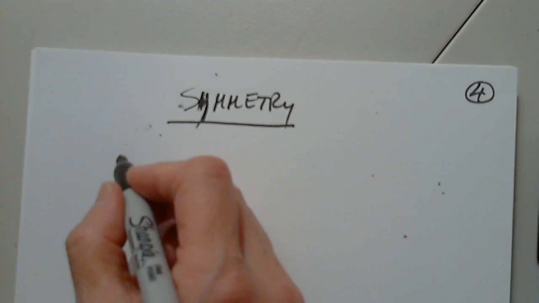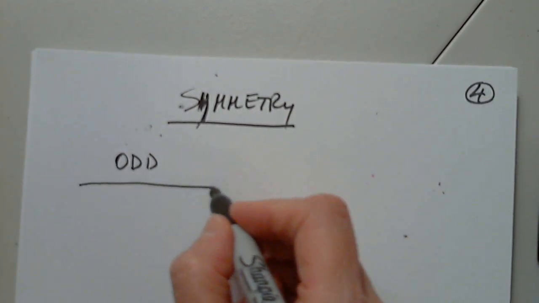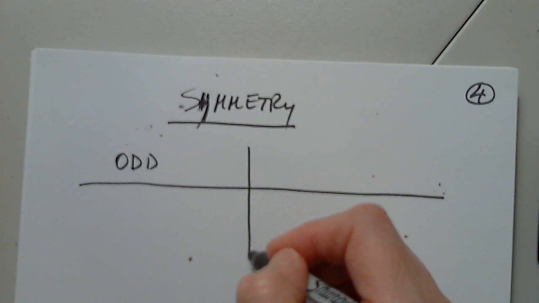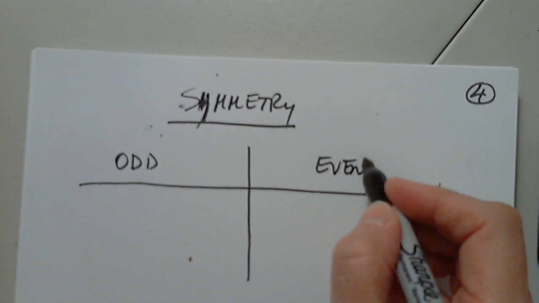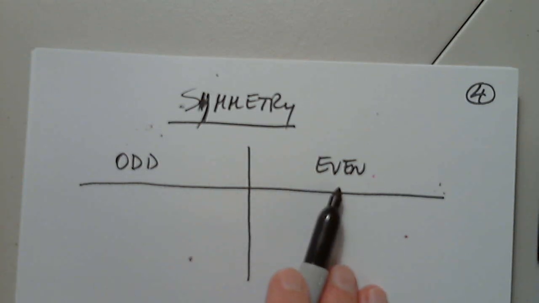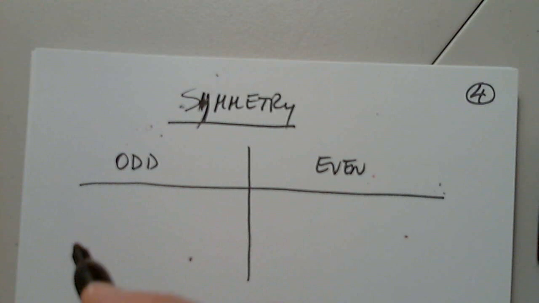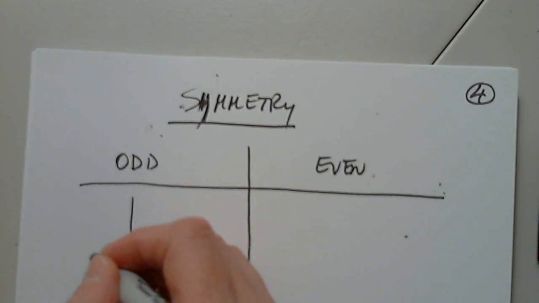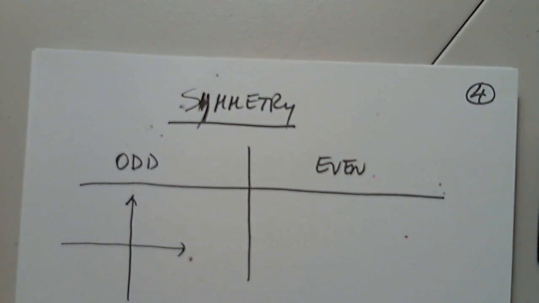Odd, if you remember, or even. This has nothing to do with numbers 1, 3, 5, 11, and this has nothing to do with numbers 2, 4, 10, 12. No. A function is called odd if it is symmetric with respect to the origin.